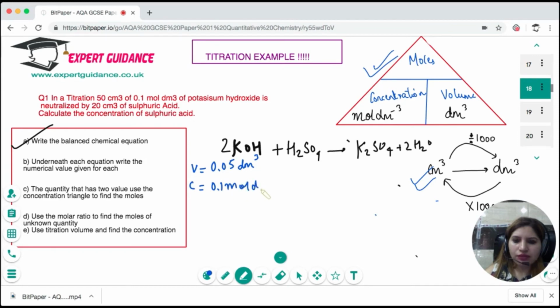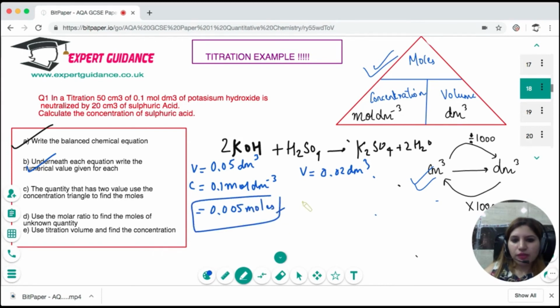And for sulfuric acid, from the titration, they have not given me the table, but this time just told me the volume. So that is 20. So 20 divided by 1000 gives me the answer as 0.02 dm³. Now, for the quantity where I have more values, I'll times them to find the moles. So 0.05 times 0.1 gives me 0.005 moles. Now I got the moles of KOH.